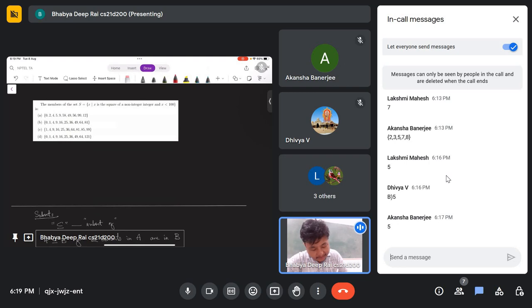The question says the following. The members of the set S equals x such that x is the square of a non-negative integer and x is less than 100. Again, I'll give you a few seconds to think about it. Which do you think is the correct option? Please try.